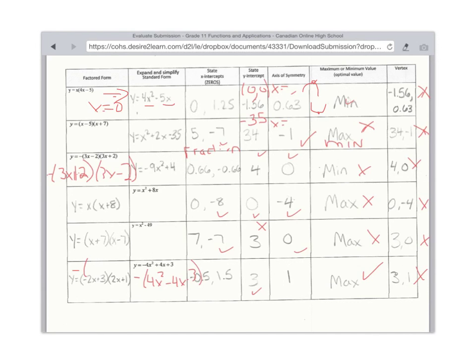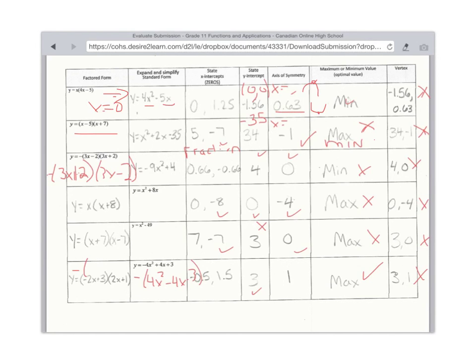So here you got it right that it was a min, but then for the next question, even though it's positive, you wrote max, and so use that as a rule of thumb, and this one should be a min, and so on, okay?